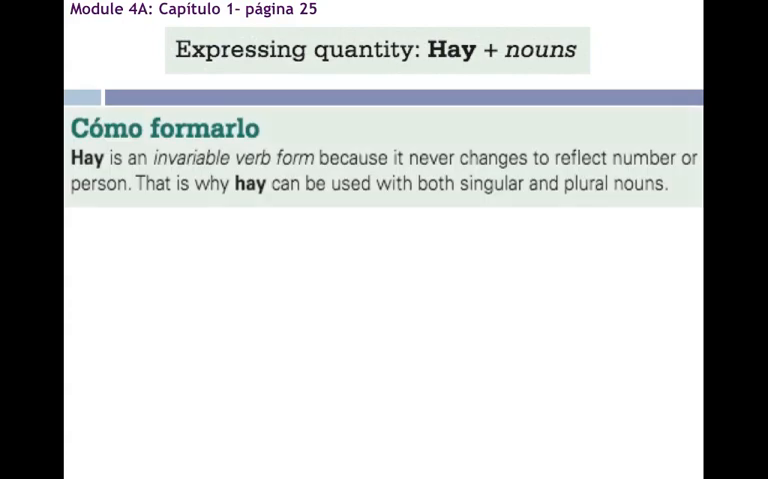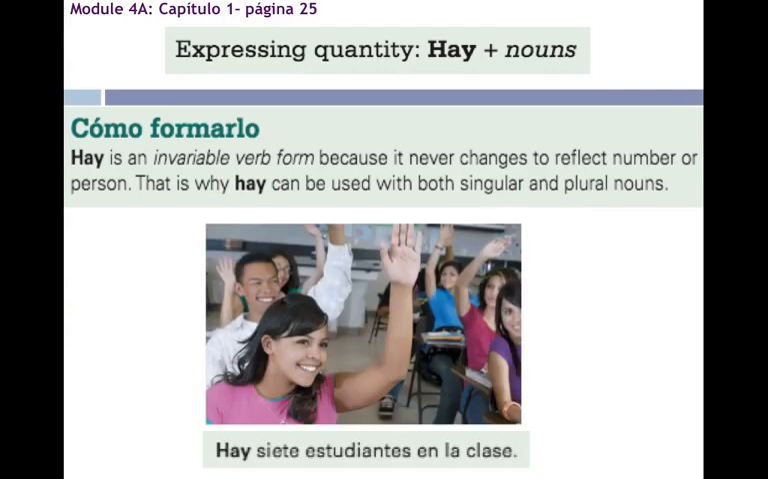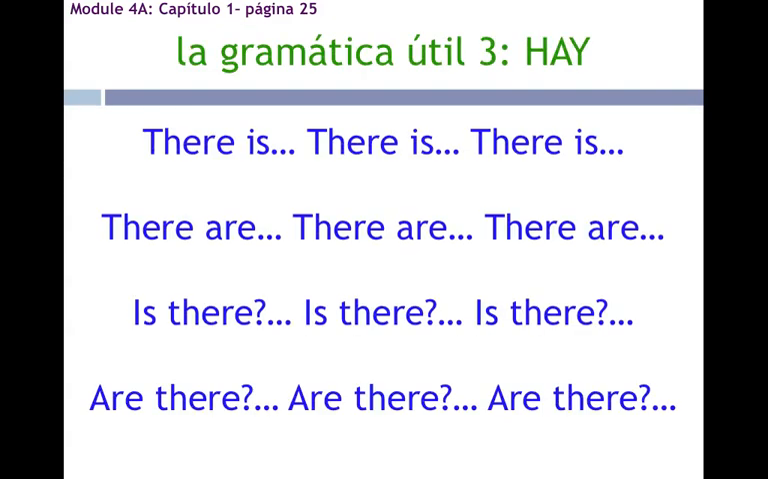Remember that hay is an invariable verb form because it never changes to reflect number or person. Hay can be used with both singular and plural. Por ejemplo, hay 7 estudiantes en la clase. So it's really easy to use. It means all of these things. Repitan, por favor. Hay. There is. There are. Hay. Is there. Are there. Hay can be used for both statements and questions.